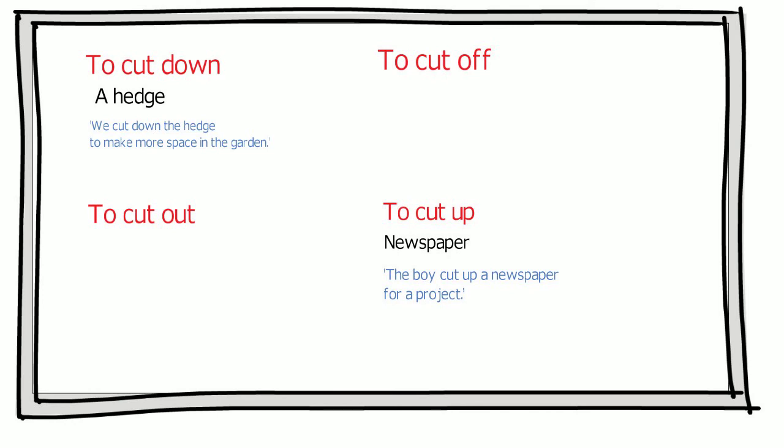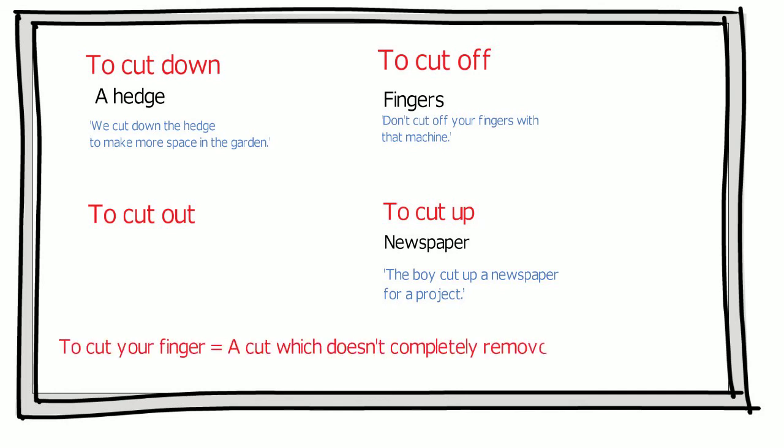Number 3, fingers. Fingers are a small piece of a larger thing called the body, and so it is to cut off fingers. Remember, this is to completely remove the fingers. If you only hurt yourself a little, then it would be to cut your fingers without a preposition.